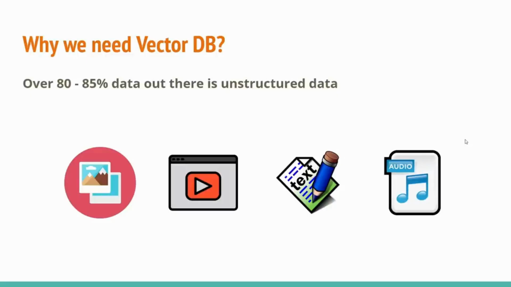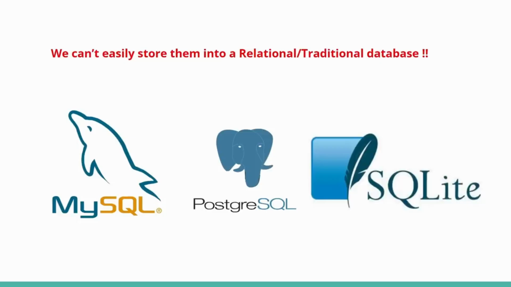Now to give you the answer, I want to show you one example. First of all, let's see why we need this kind of vector database. Over 80 to 85% of the data out there is unstructured data, like images, videos, text, and audio. We can't easily store these kinds of unstructured data in a relational database, or our traditional database.